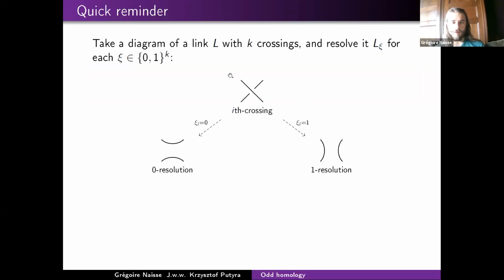All right. So what you do is you first start with the diagram of a link, L, and say this link has k crossings.